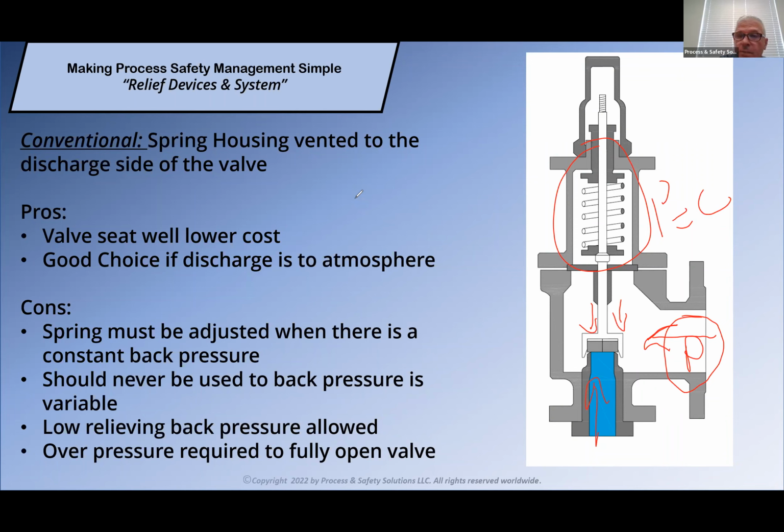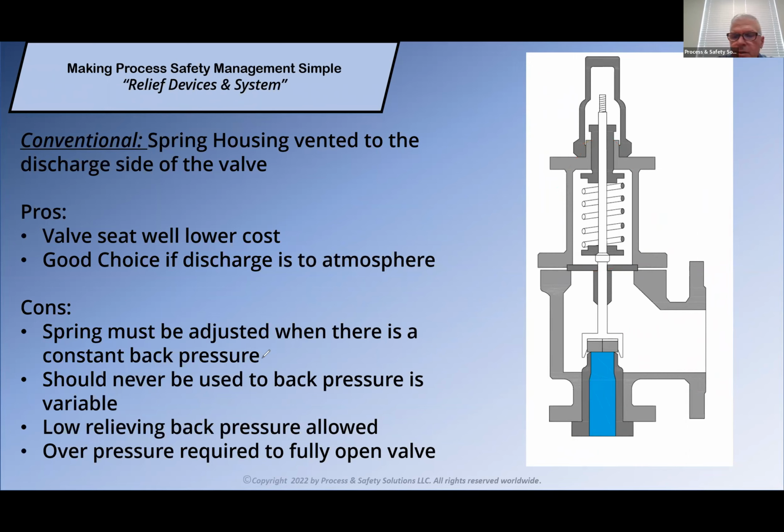On the other hand, when P is not equal to C, then we can adjust that spring accordingly, depending on what that back pressure really is. A spring-loaded or conventional valve should never be used where the back pressure is variable. And we're going to explain that in a second if you didn't understand what we did there already.